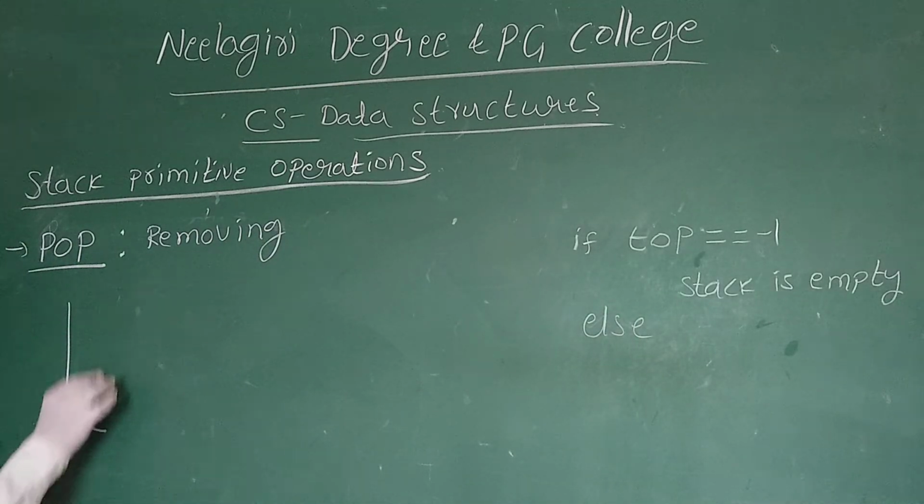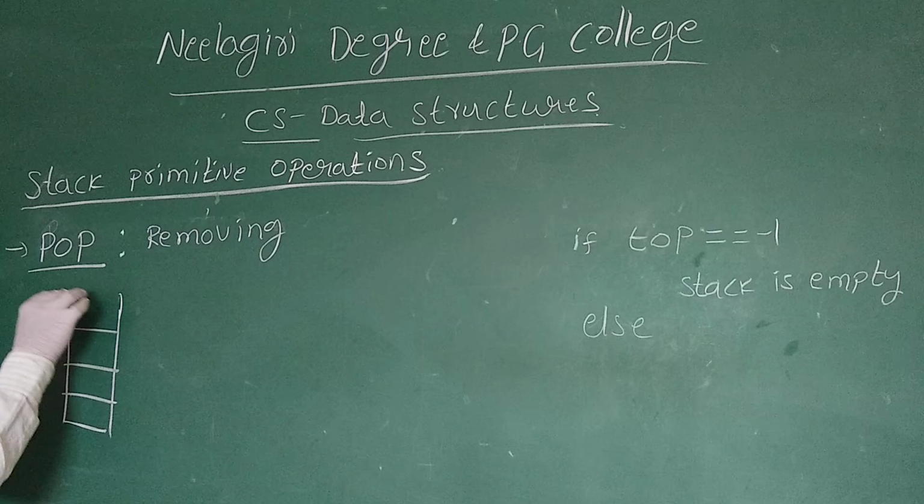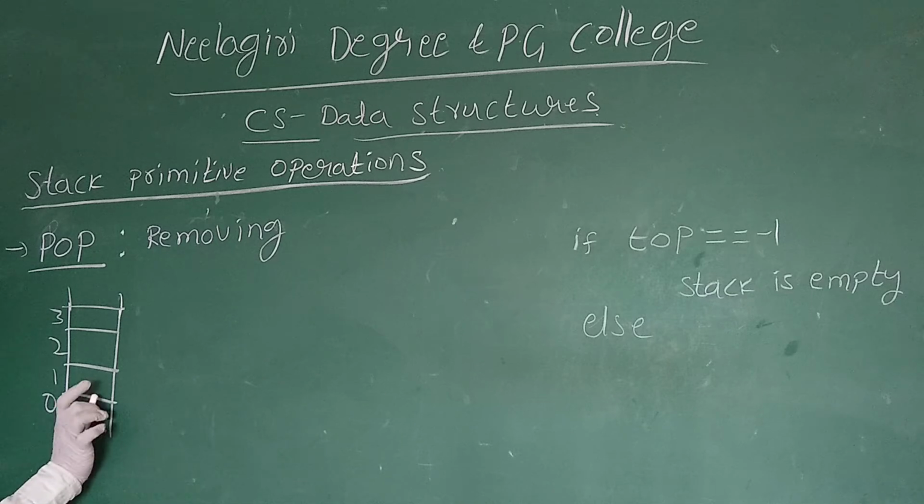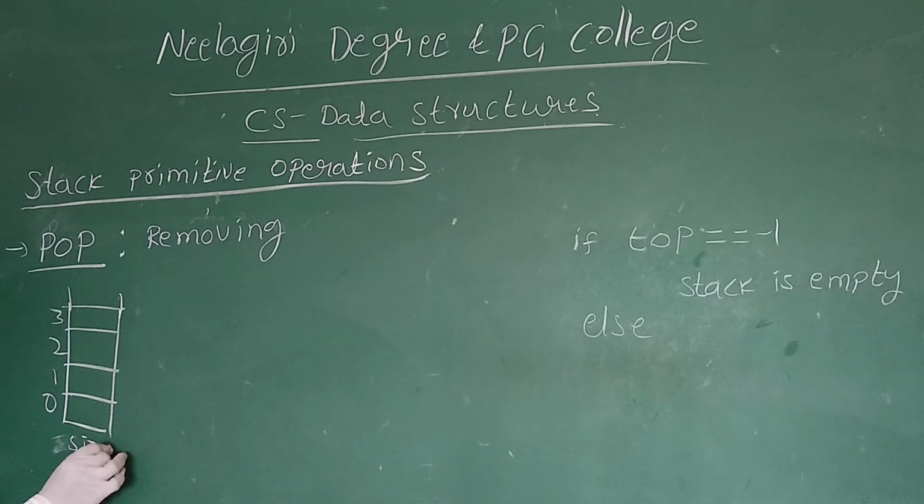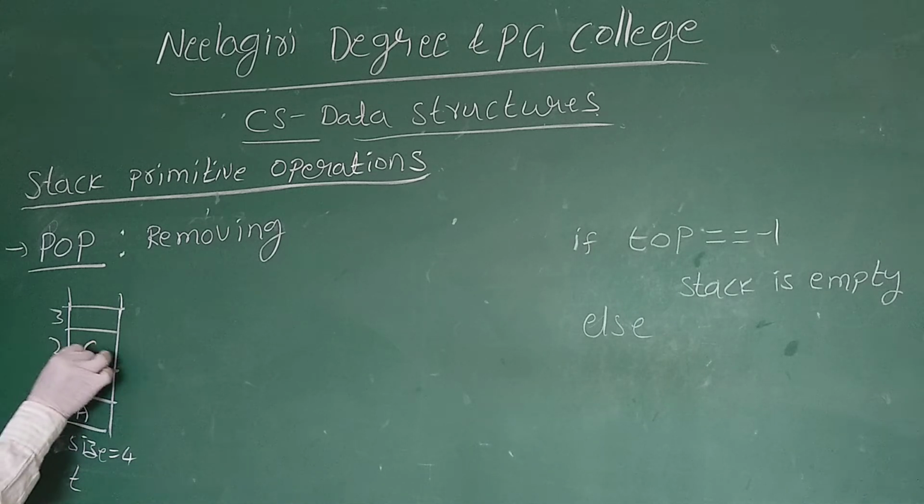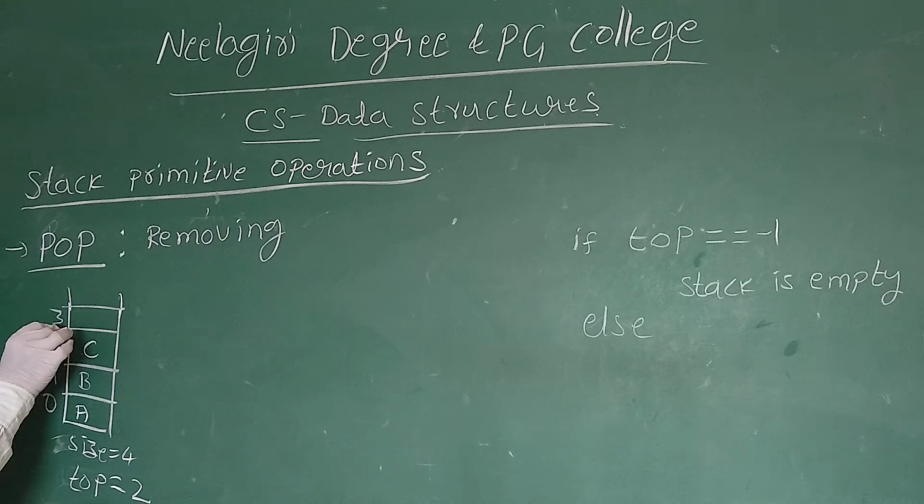For example, this is a stack. The size is 4, with positions 0, 1, 2, 3. Say there are 3 elements, A, B, C. Now what is the top value? Imagine the top value is 2. The elements are filled up to 2, so the topmost element is at the second location. So the top value is 2.